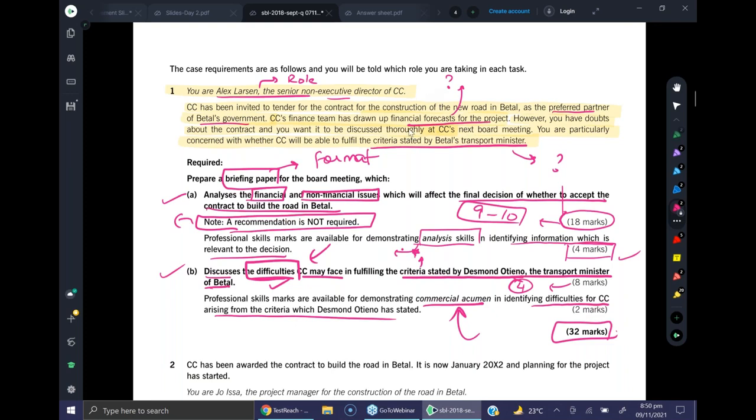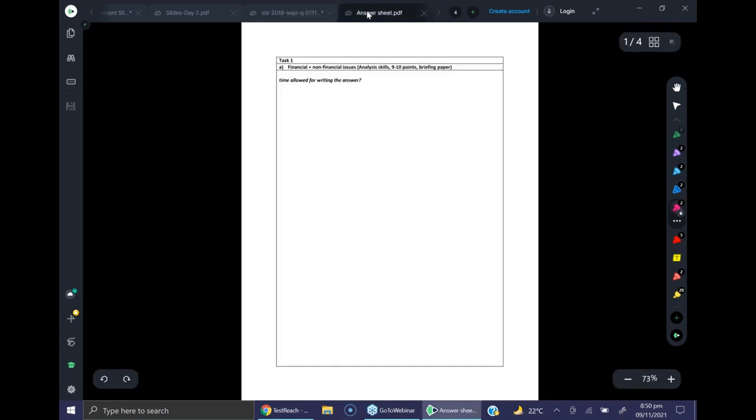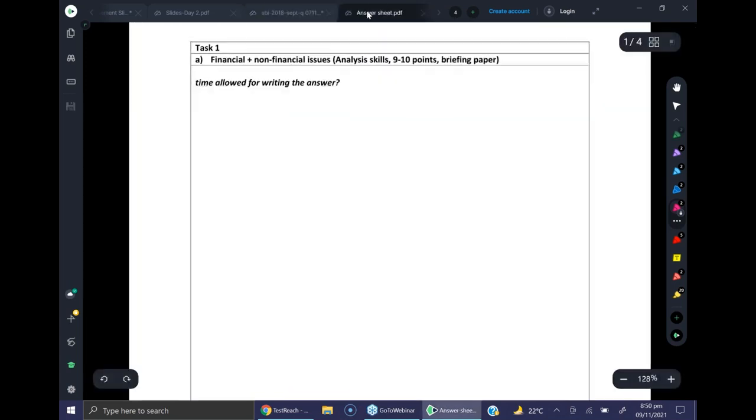Okay, now if I am doing this exam, I will make a summary like this. Please have a look at the document I'm sharing on the screen. Can you see it? So I will quickly write task 1, and I will write that I have to discuss the financial as well as non-financial aspects. I will just quickly write that analysis professional skill is tested. I'll have to write 9 to 10 points, as we discussed also. And I will also mention the format, briefing paper, because I don't want to forget about this format and lose my easy marks. I will add one more important point as well to manage time, that how much time is allowed for writing this answer. So I think it's a total of 18 plus 4, 18 technical, 4 professional, 22 marks.